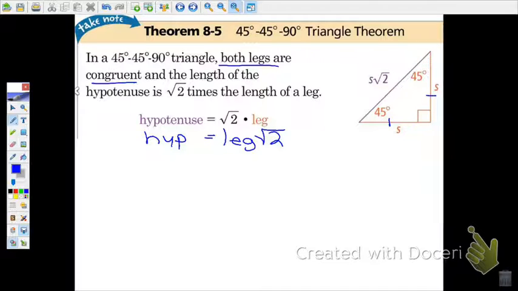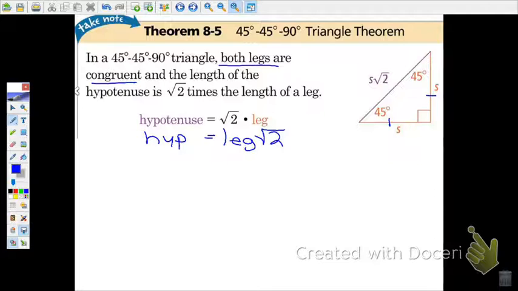So this is the theorem or formula we will be working with today. The hypotenuse is equal to the leg times the square root of 2. So rather than using the Pythagorean theorem, we are going to be able to use this formula, which will shorten up the work that we need to do. Okay, so hypotenuse equals leg square root of 2. I would strongly encourage you to have that written on this page in your notes. Hypotenuse equals leg times square root of 2.